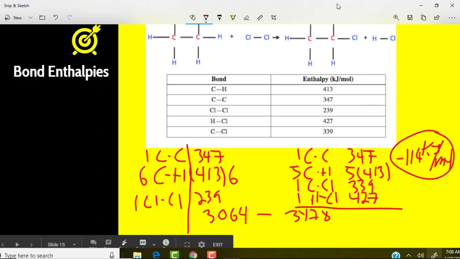There we go. All right, pretty straightforward there. So make sure you add up the number of bonds, make sure you count them up, and also make sure that you multiply the enthalpy of the bond by how many bonds there are, and then just subtract the two and you get your answer. Okay? Pretty straightforward.